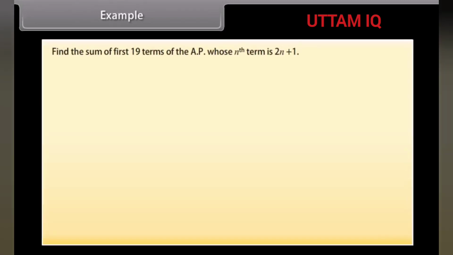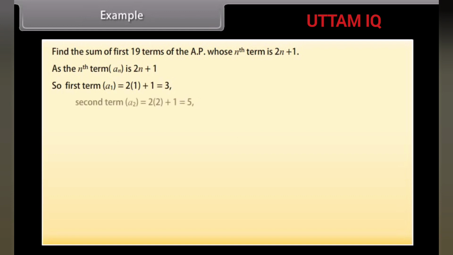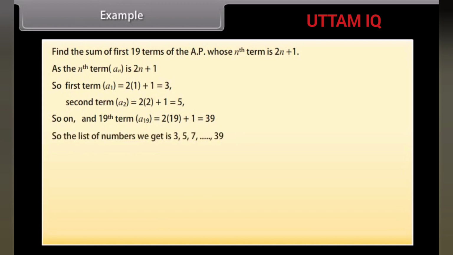Find the sum of first 19 terms of the AP whose nth term is 2n plus 1. As the nth term a_n is 2n plus 1, the first term a_1 is equal to 2 into 1 plus 1, which is equal to 3. Second term a_2 is equal to 2 into 2 plus 1, which is 5, and so on. And the 19th term is equal to 2 into 19 plus 1, which is equal to 39. So the list of numbers we get is 3, 5, 7, and so on, up to 39.